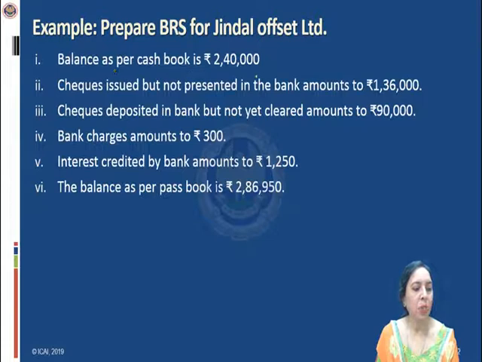First is balance as per cash book rupees 2,40,000. Next is checks issued but not presented in the bank worth rupees 1,36,000. Then checks deposited in the bank but not yet cleared, rupees 90,000. Bank charges 300 rupees. Interest credited by the bank, that means it is not affected in the cash book, rupees 1,250. And finally the closing balance as per passbook is 2,86,950. How to make BRS?